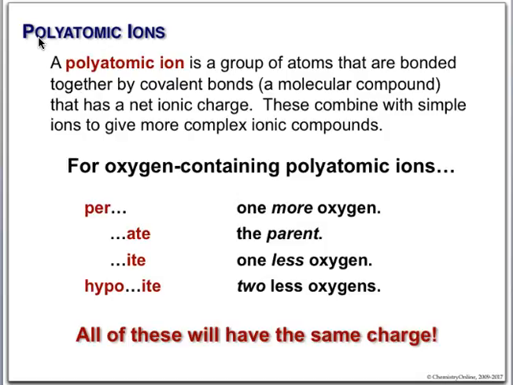The nice thing about this is that when you deal with a family, these are all going to have exactly the same charge. So realistically, all you have to do is remember the parent. Remember what it is, how many oxygens it has, and then from that, you can go up and down and make the rest. They all are going to have the same charge. Any question on the concept? Well, let's look at a simple example.